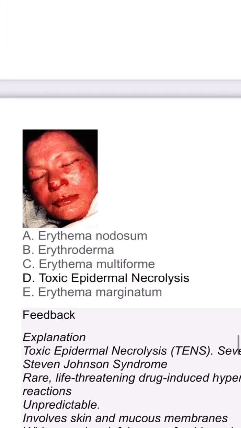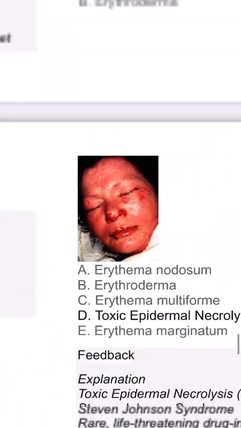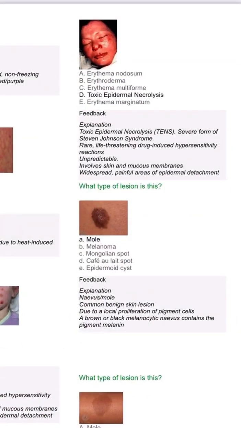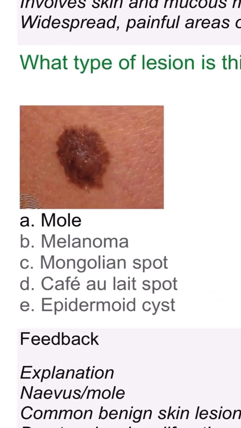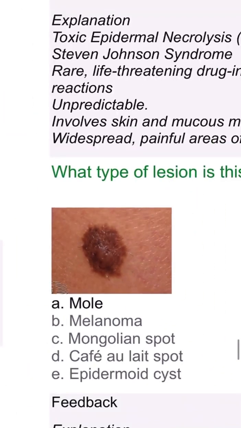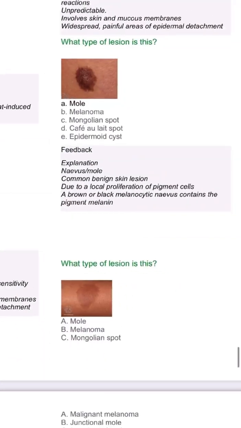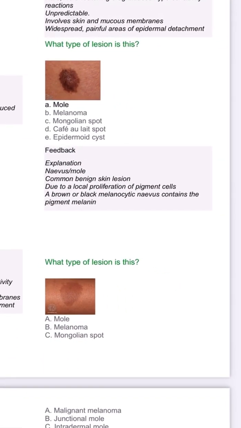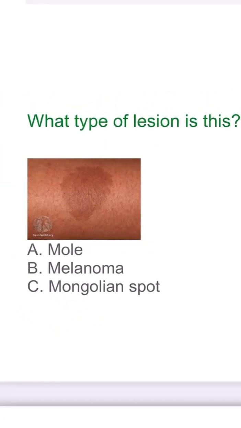What type of lesion is this? Toxic epidermal necrolysis. Okay, TEN is a severe form of Stevens-Johnson syndrome, and it is also a rare, life-threatening, drug-induced hypersensitivity reaction, unpredictable, involving skin and mucous membranes, with widespread painful areas of epidermal detachment. What type of lesion is this? This is a mole. Nevus or mole is a common benign skin lesion due to local proliferation of pigment cells, called a brown or black melanocytic nevus, and contains the pigment melanin. And what type of lesion is this?